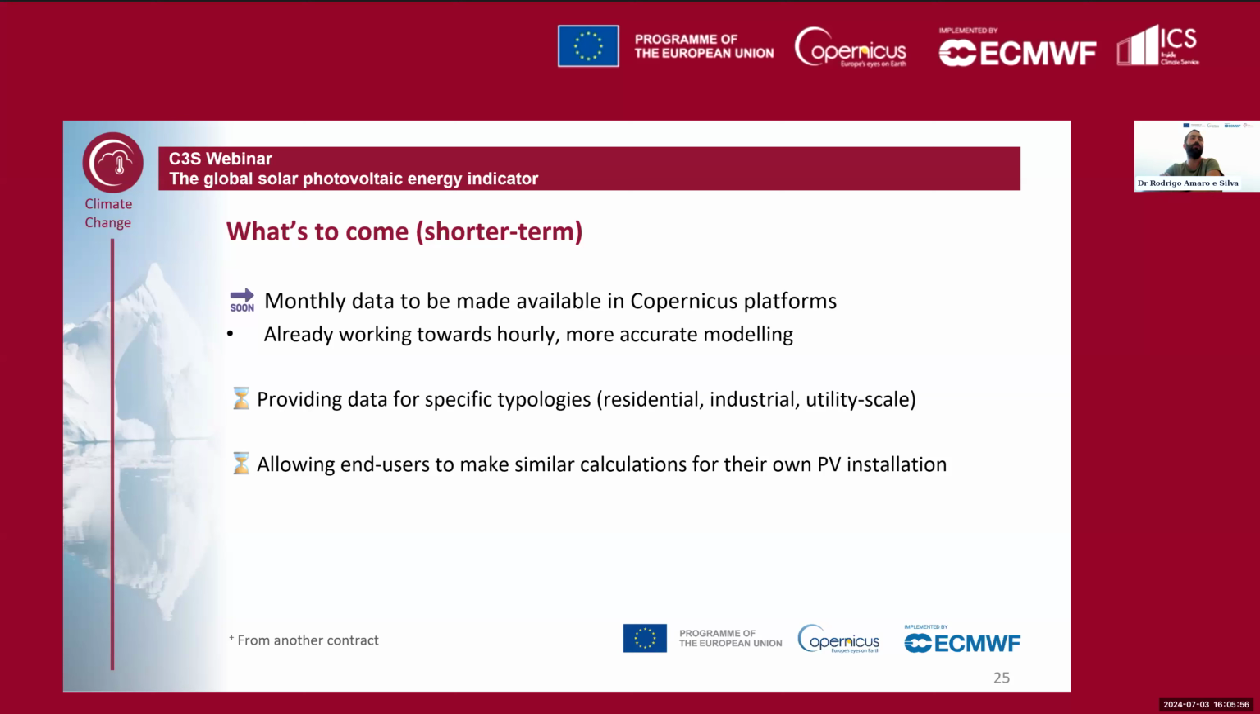And so a bit later, we hope to provide data which is specific for different typologies, such as residential, industrial, and utility scale, while allowing end users to make similar calculations for their own PV installations. For example, this is just a rough idea, but to have some kind of functions embodied in the C3S coding toolkit, which would allow people that download their own, for example, ERA5 data to implement the same model that we do, but with different parameters that better match their own installation.